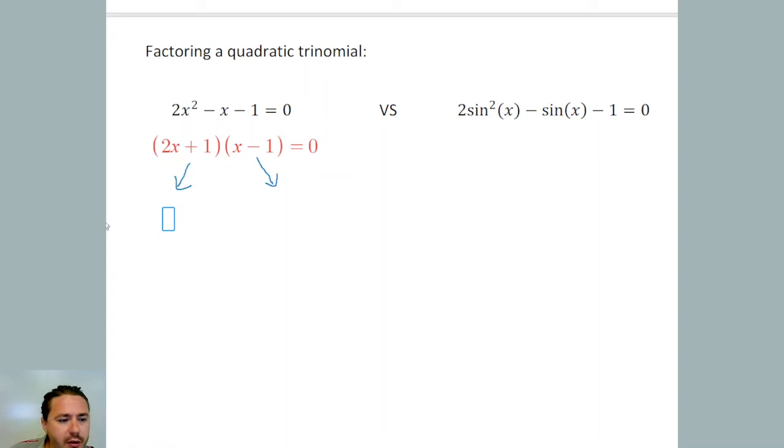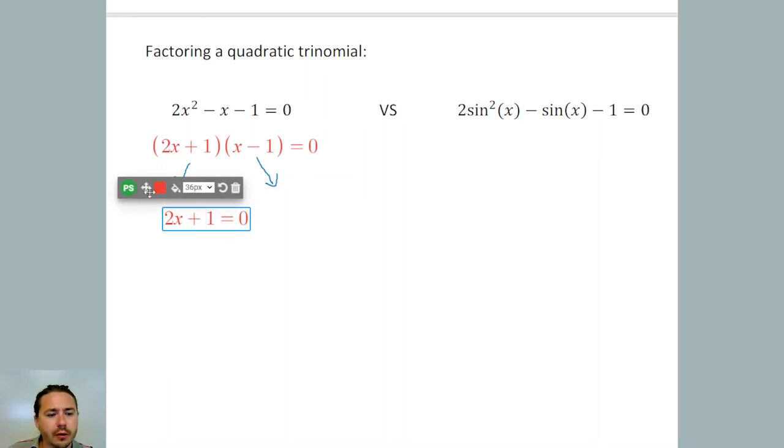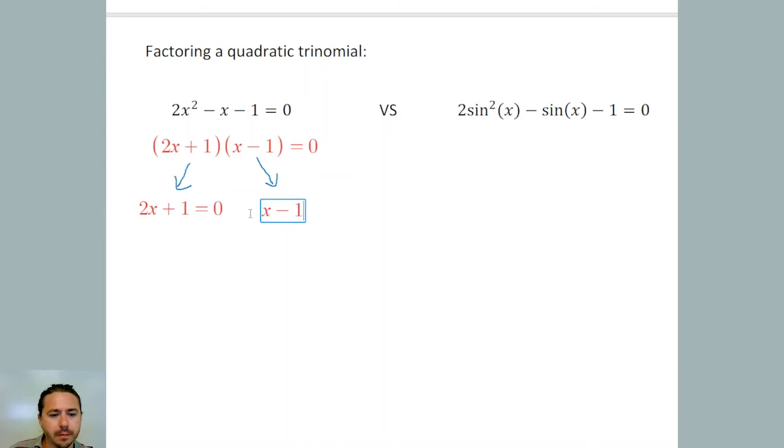Here we have 2x plus 1 equals 0, or x minus 1 equals 0. And then we would solve this. We would subtract 1 from either side and divide by 2. So we'd get -1/2. Over here, we would get x equals 1. So these would be the 2 solutions we would get, and that would be our answer.